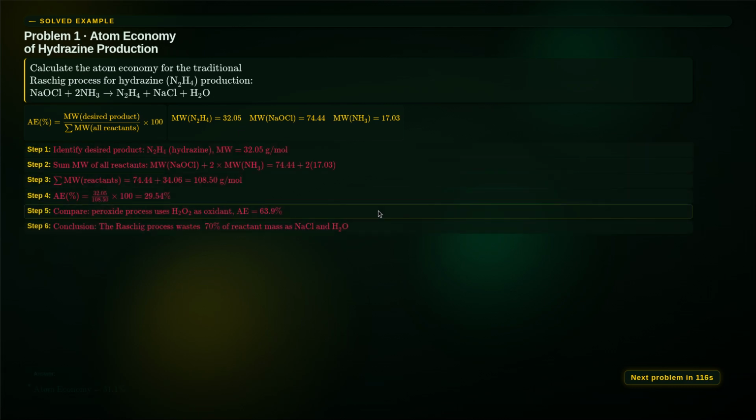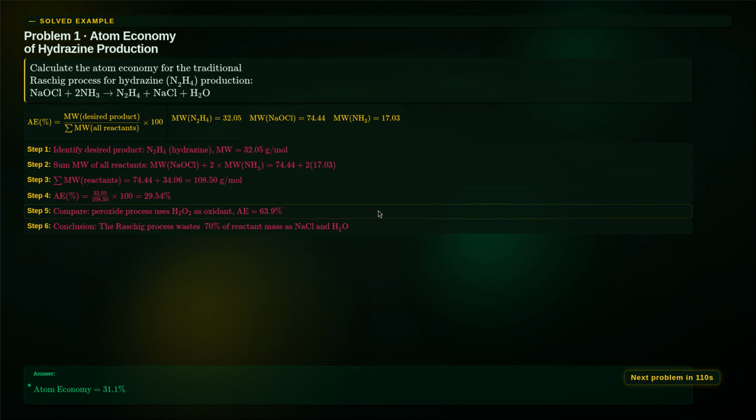Problem 1. Atom economy of hydrazine production using the Raschig process. Calculate the atom economy for the traditional Raschig process for hydrazine production. The reaction is sodium hypochlorite plus 2 ammonia yields hydrazine plus sodium chloride plus water. Step 1. Identify the desired product. Hydrazine, N2H4, with molecular weight 32.05 grams per mole.